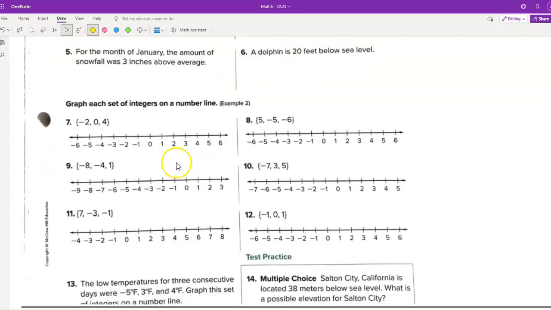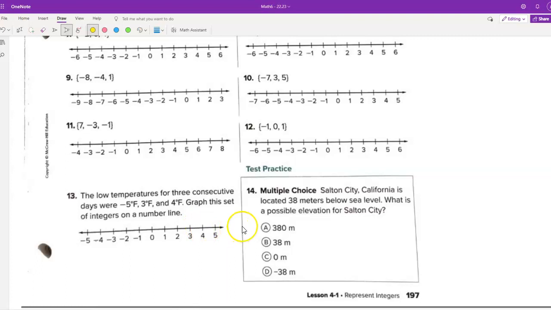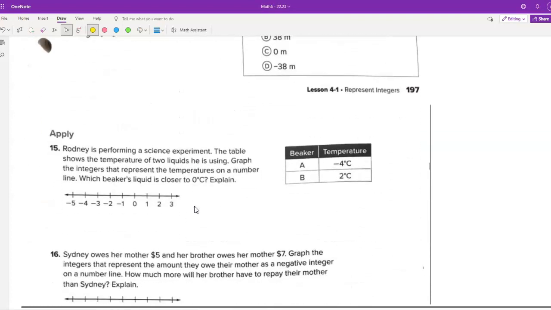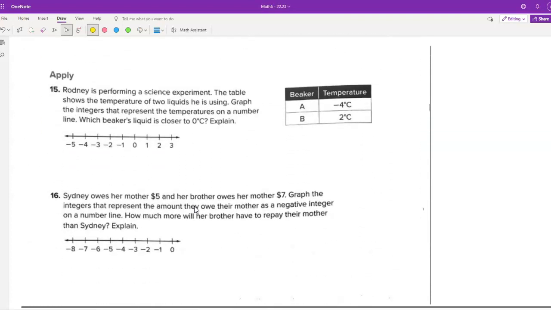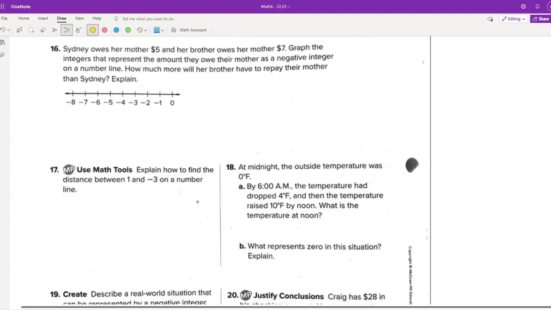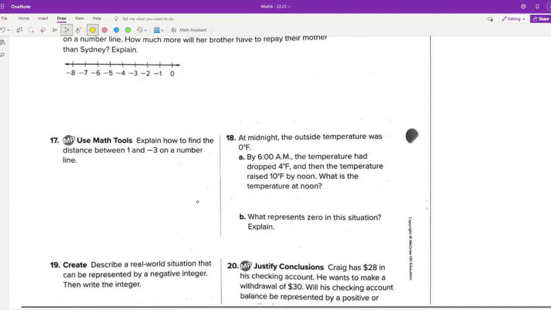Then here you're just graphing the stuff on a number line. And the same thing for 13 and 14: we've got graphing on a number line, and then just saying, okay, here's a situation, which number represents that situation? Which integer best represents that situation? All right, and then if you have time, I'd like you to try the problems on the back and answer those questions. It's going to get you to dive in a little bit deeper and start thinking about integers and how they work on the number line.